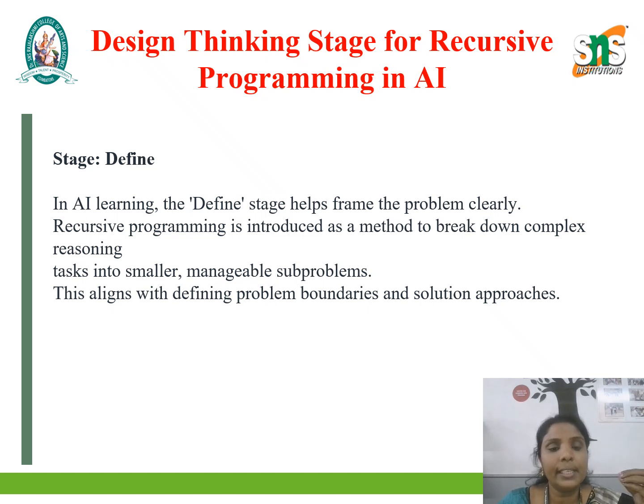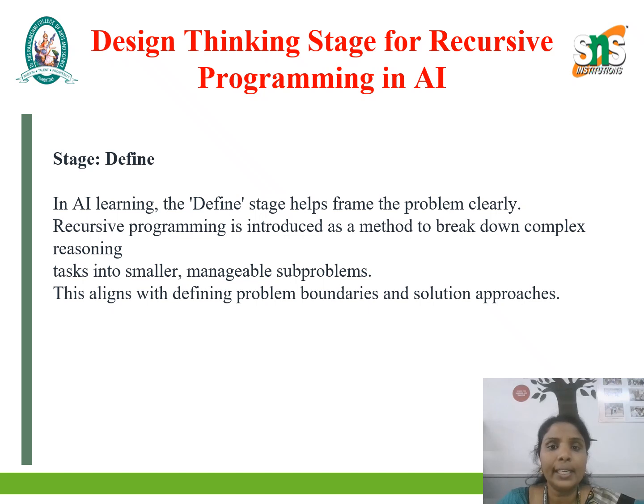So, first stage, define. In artificial intelligence learning, the define stage is the most important first step because it helps us clearly understand what problem we are trying to solve. Without a proper definition, the rest of the AI process can become confusing or go in the wrong direction. To make a complex problem easier to handle, we introduce the concept of recursive programming.